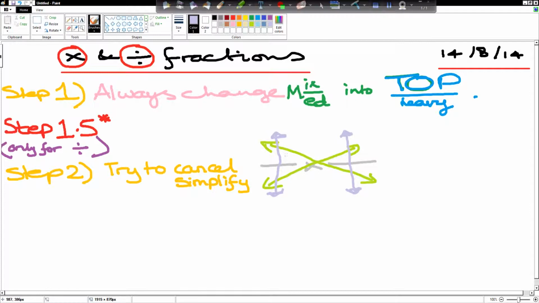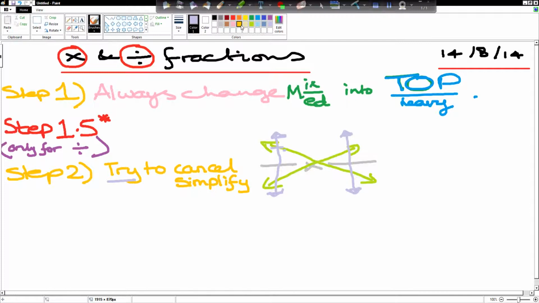But which way do we never cancel? That way, horizontally. So we cancel diagonally or vertically. The key word here is try to. Sometimes you won't be able to cancel because the numbers don't cancel. Now, after you try to cancel, what do we do next? After you've done that, or you weren't able to do that, so it says try to, we then what?